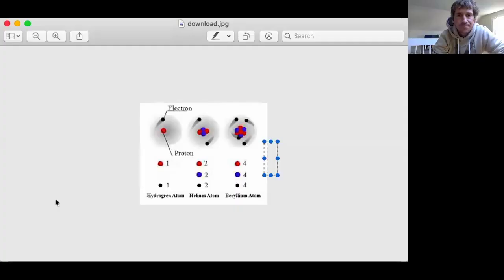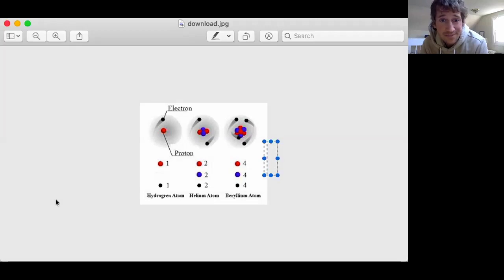What's the difference between atoms and elements? Well, elements are just atoms. The difference between those atoms, though, is the number of protons, neutrons, and electrons. For example, here's hydrogen, helium, and beryllium. They are all elements, but they all have different numbers of subatomic particles.